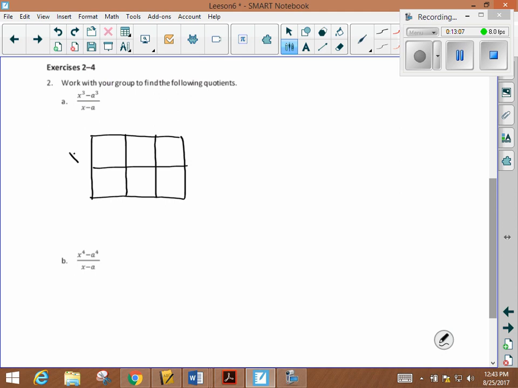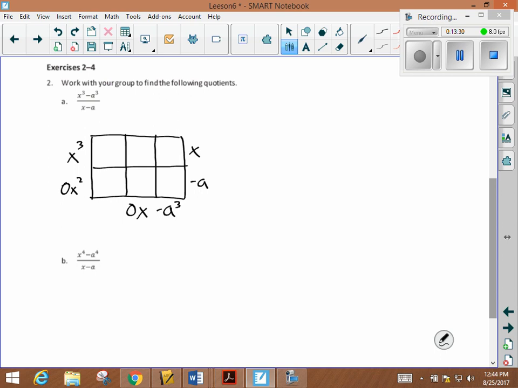All right, I'm going to have x cubed. And I need to have placeholders for these, right? So there's no x squared term. There's no x term. But our constant term is negative a cubed. Could be any number a. Over here, we're going to have x, and we're going to have a negative a.